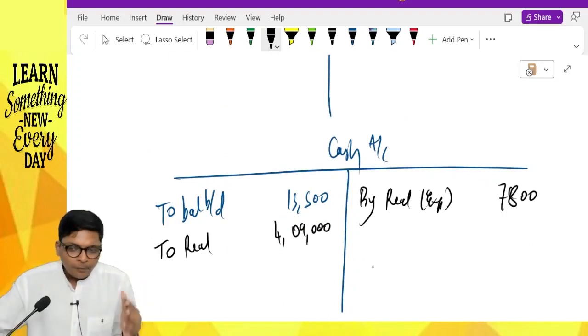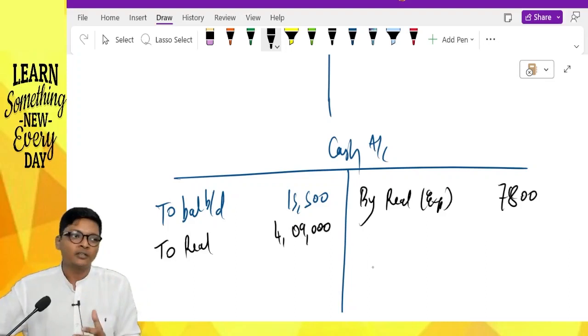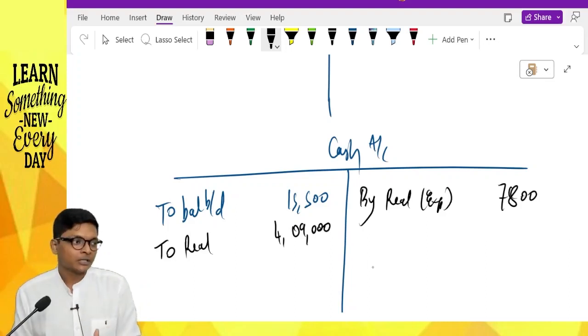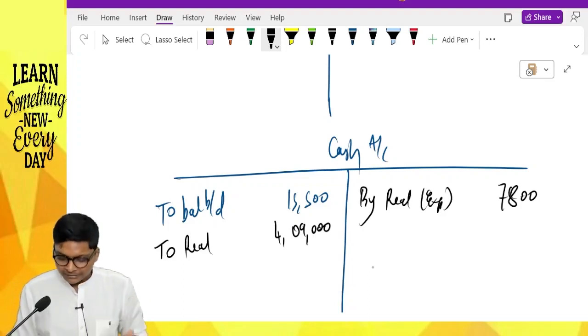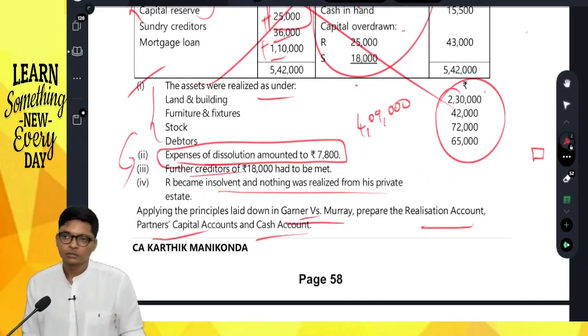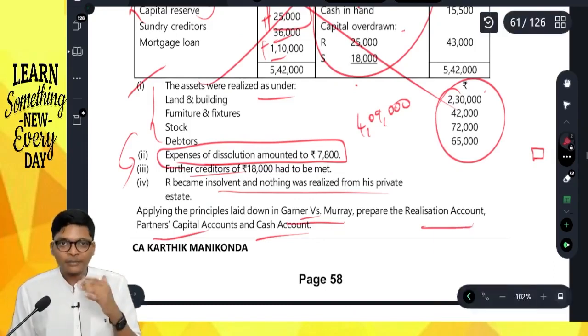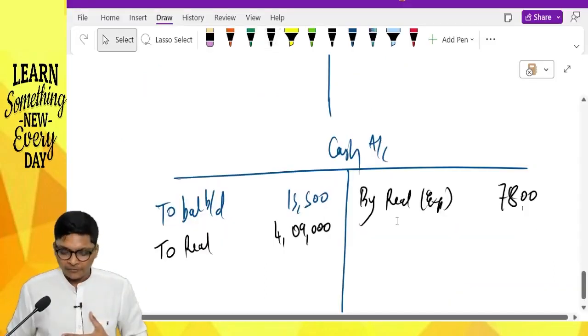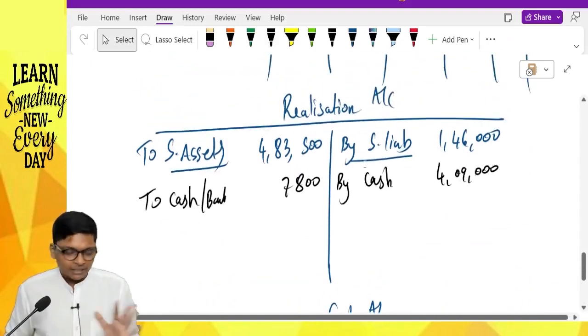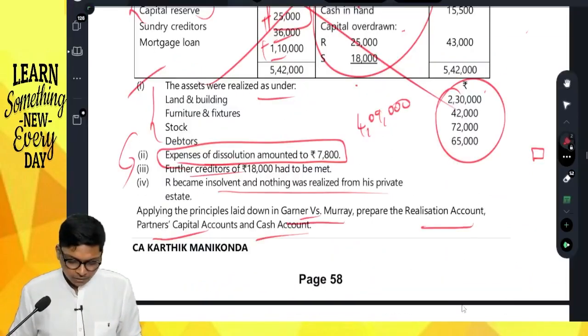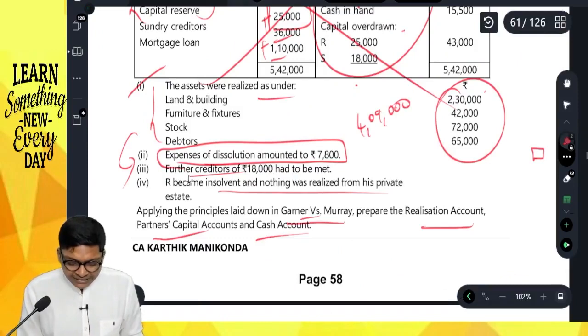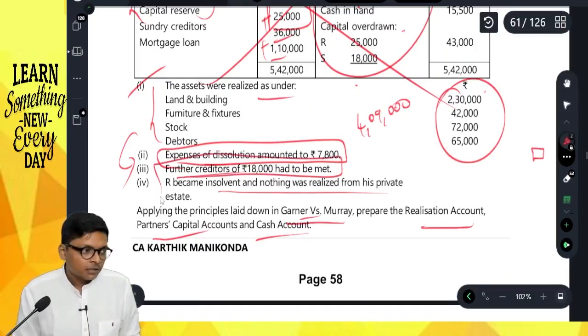If you are copying this only now, looking at me solving, not good. Not at all good. Ideally, I don't want you to copy. This entry is already posted. You should be one step ahead of me. I am solving for the benefit of some recording students, all of them, for you to check. Otherwise, you can be faster. Done, guys. Fine. Further creditors of 18,000 had to be met.